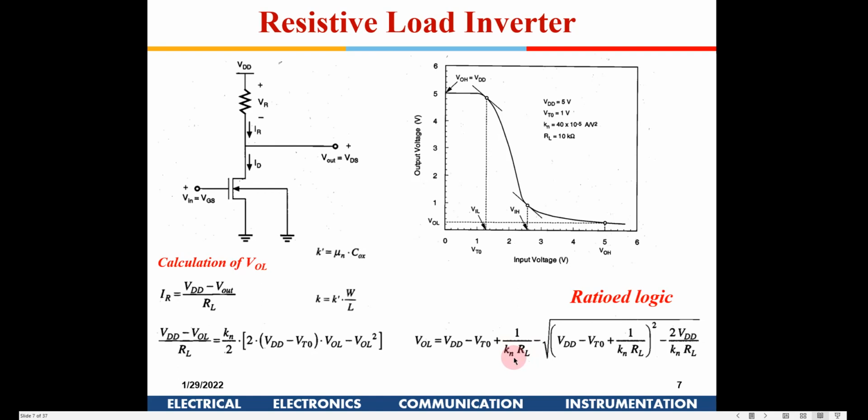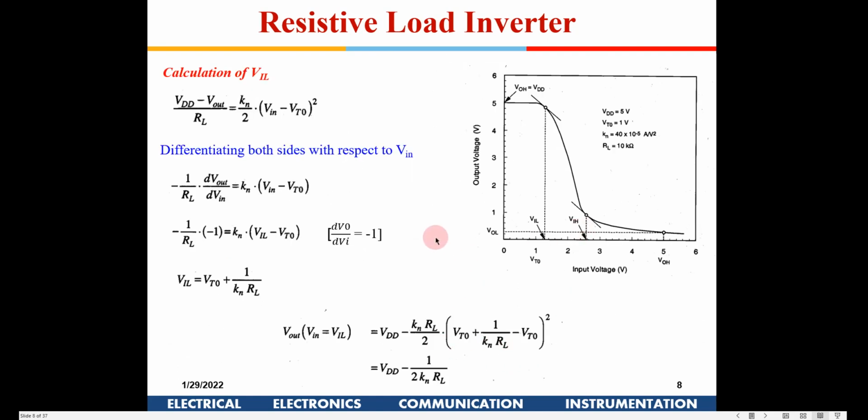Now to calculate VIL, we differentiate this equation and substitute dV0 by dVi as -1. So we get the value of VIL. This is the voltage which we consider for noise. This can straight away be called the noise margin low also, because it is from 0 to this value. So it is going to be the noise margin low.